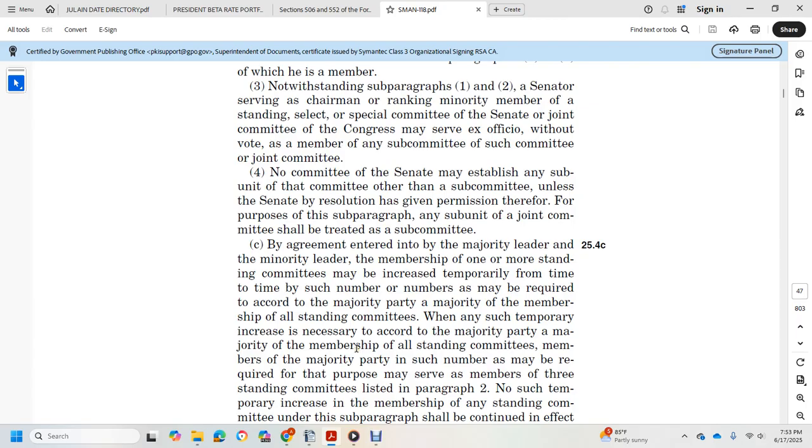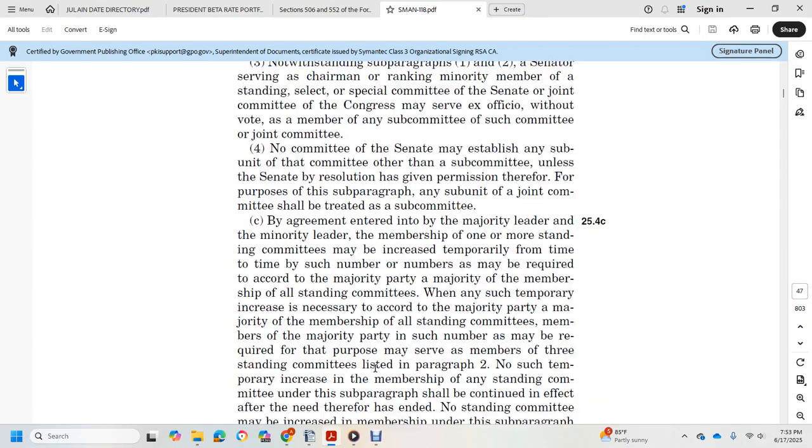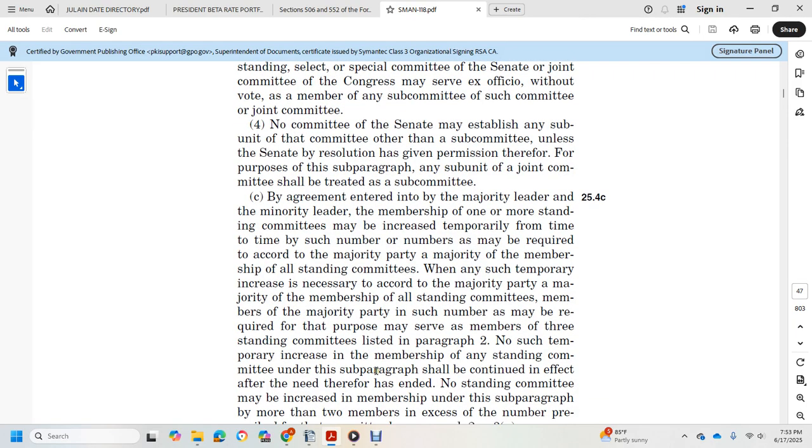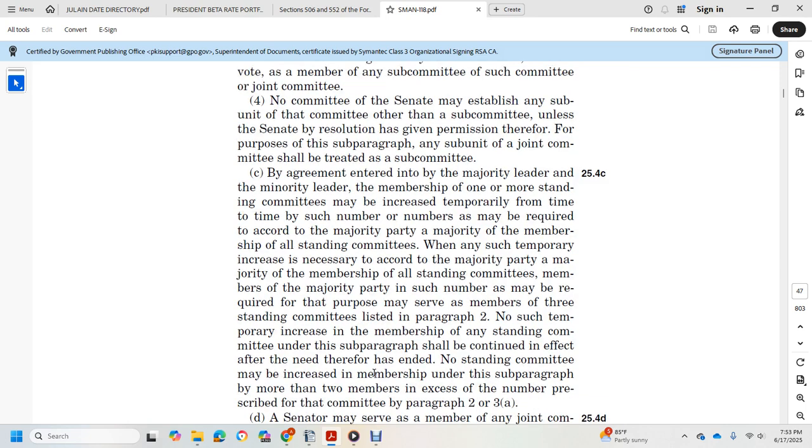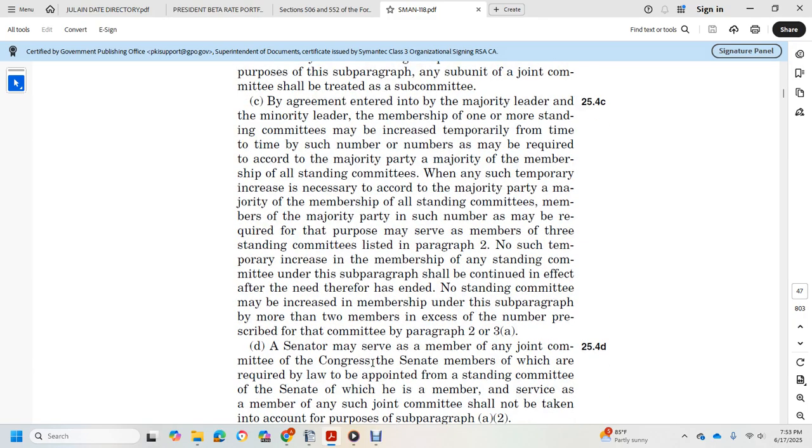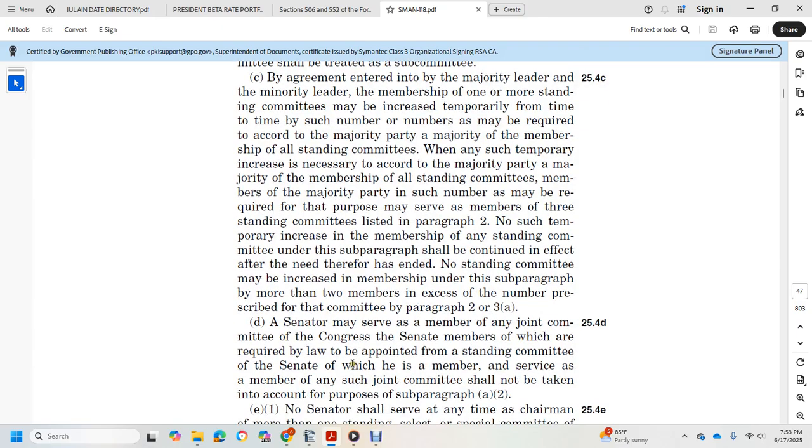No such temporary increase in the membership of any standing committee under the subparagraph shall be continued in effect after the need thereof has ended. Notwithstanding, the committee may be increased in membership under the subparagraph by no more than 2 members, and except for the number prescribed for the committee in paragraph 2 and 3A. A senator may serve as a member of any joint committee of the Congress, Senate members of which are required by law to be appointed by a standing committee of the Senate of which he is a member. Any such joint committee shall not be taken into account for the purpose of subparagraph A2.